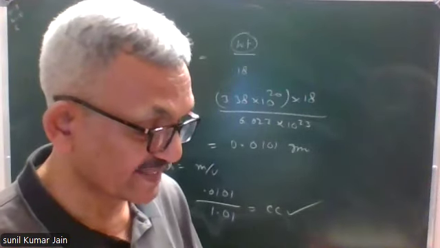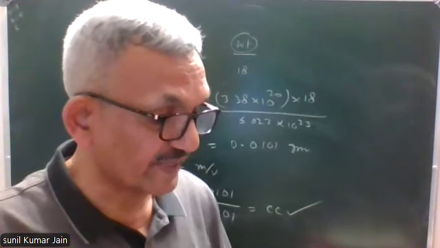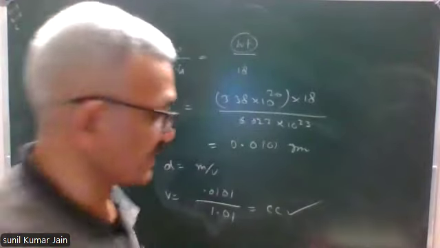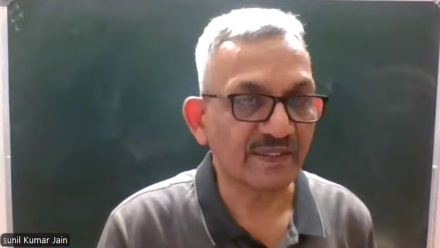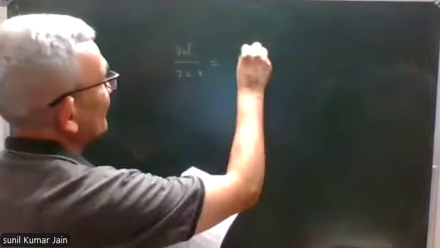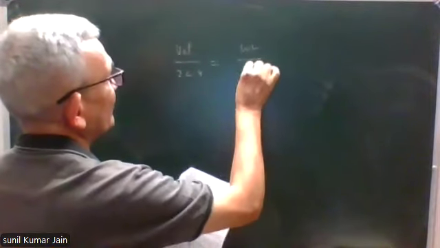Next numerical, 7th. 1 liter of a gas weighs 2.5 grams at STP. Calculate its vapor density. If you remember, last time I told you molecular weight is equal to 2 into vapor density. So first we'll calculate molecular weight. We are given volume divided by 22.4 is equal to, we're talking about some gas, it will have a molecular weight, so this will be weight divided by molecular weight.